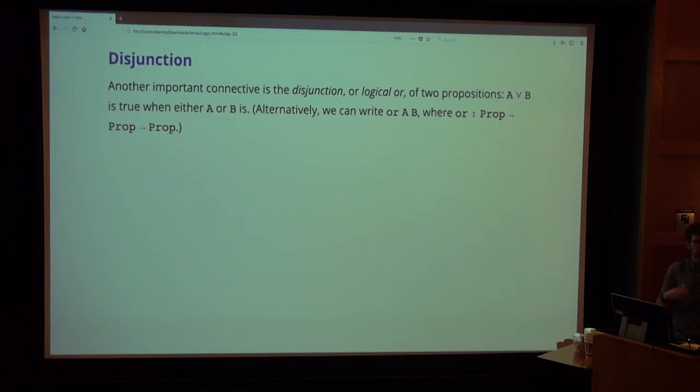Okay, so that's and. Just to recap, if we have an and in the goal, we can use split, and we'll get two new sub-goals. If we have an and in the assumption, we can use destruct, and we'll get two new assumptions. Okay, we have and.